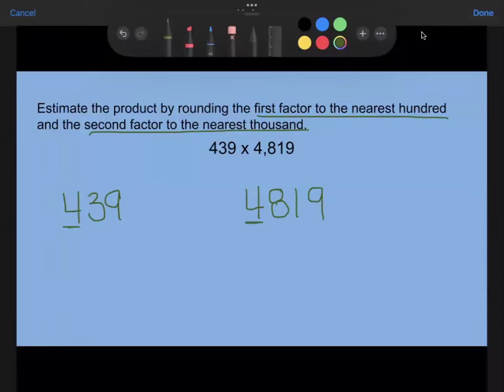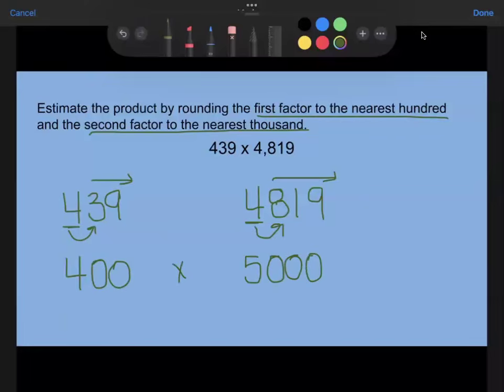So in 439, when I look just to the right of the underlined digit, I see a 3. Since 3 is 4 or less, that means that 4 is going to stay the same. And then everything to the right will become zeros. For 4,819, I look right next to the underlined digit and I see an 8. 8 is 5 or more, so 4 gets raised up to a 5, and then all of these become zeros. 1, 2, 3 zeros.